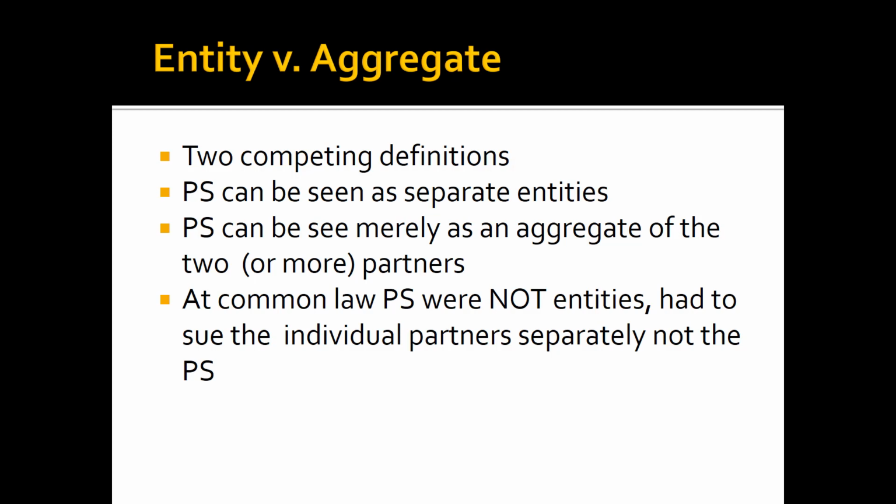So partnerships can be just seen as separate entities. Partnerships can be seen as the combining of the two parties. At common law, partnerships were not entities. They didn't have a separate legal existence. So you couldn't famously say partnerships are people. You had to sue the individual partners separately, not the entire partnership.